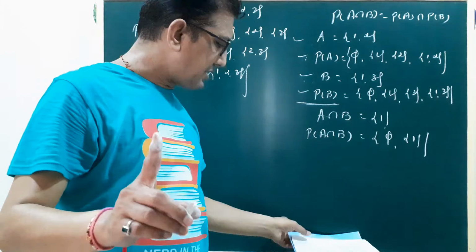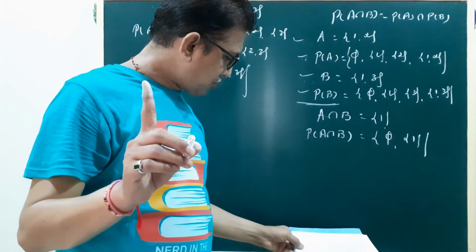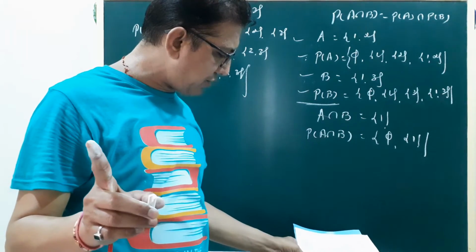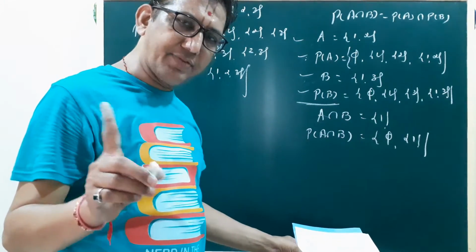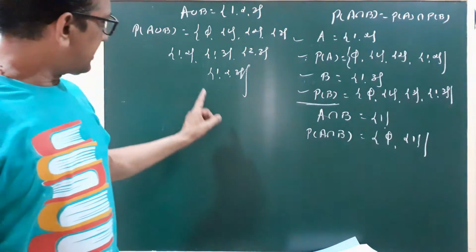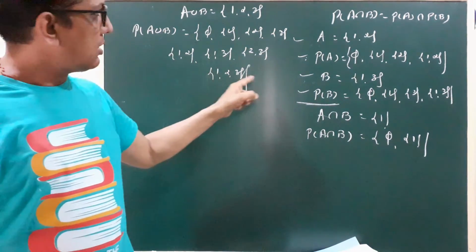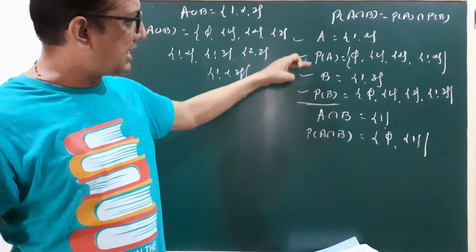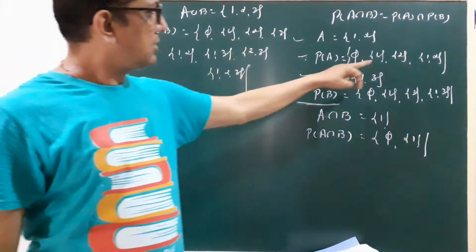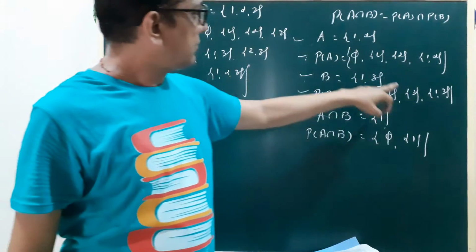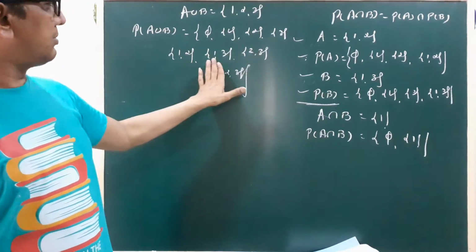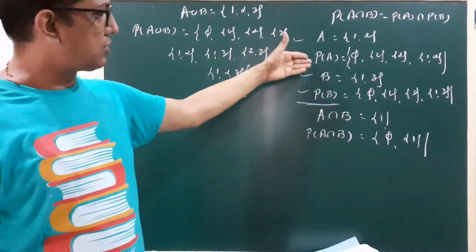Question number 7 of the miscellaneous exercise: is it true for any sets A and B that P of A union B equal to P(A) union P(B)? Justify your answer. We check with an example. This is our RHS, P(A) union P(B), the union of these two sets. Phi and {1} are here, {2} is also here, {3} is also here, and {1, 2} and {1, 3} are also here. But {2, 3} and {1, 2, 3} are not in the union of these two sets.